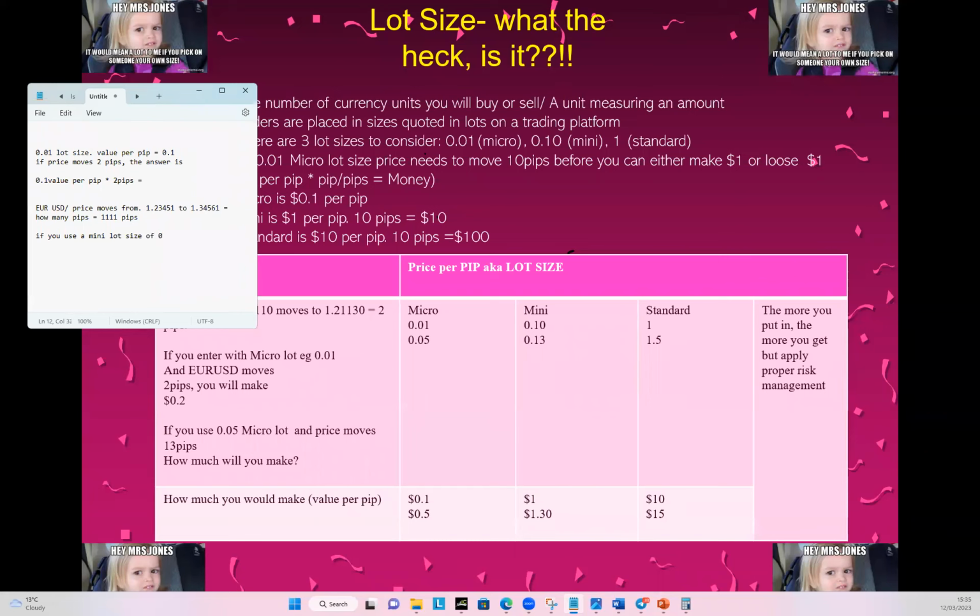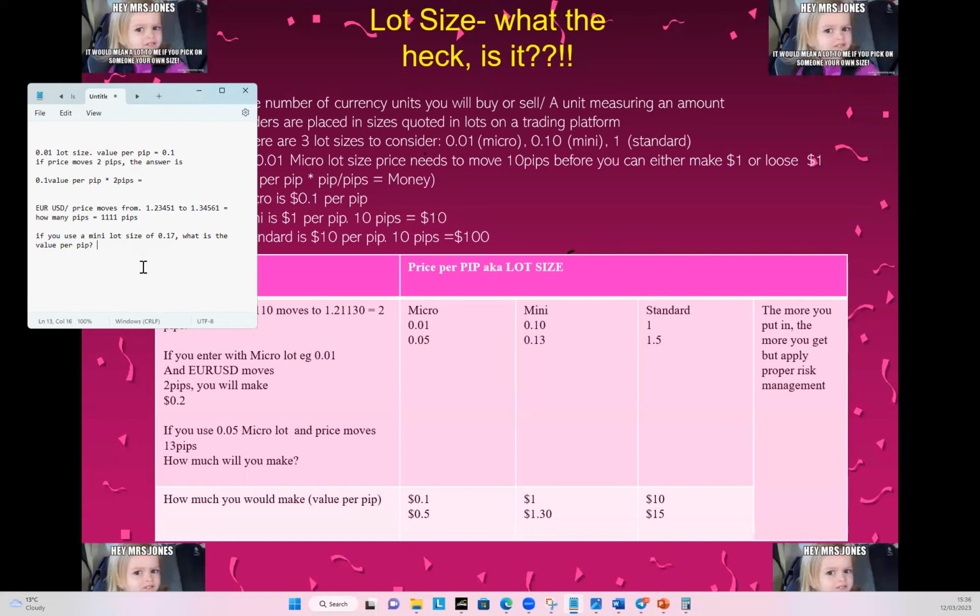Now, if you use a mini lot size of 0.17, what is the value per pip? What is the value per pip on this, please? Put your answer in the chat box. One minute, just to get it right. So we use the 0.17 pip, right? Which is the lowest lot size. Okay, this is the lot size here. What is the value for 0.17 pip?